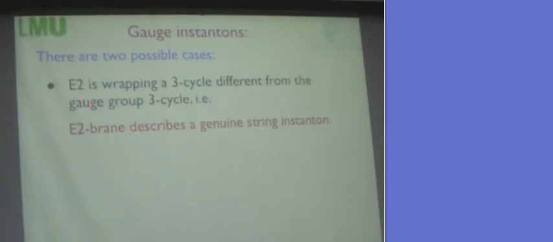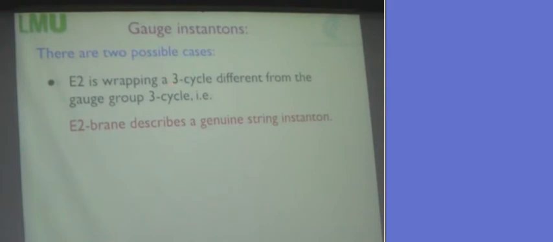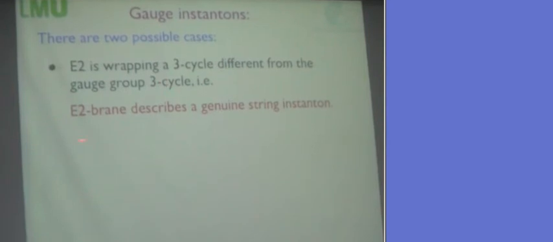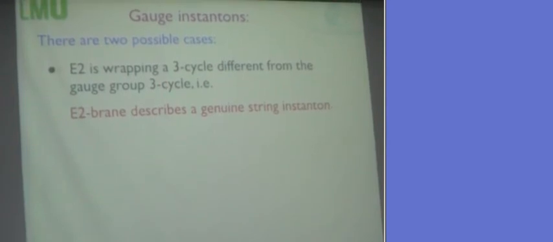Now, and this is I think important, there are two possible cases. The first case is that the E2-brane wraps a 3-cycle which is different from the gauge group 3-cycle. This is what one would call a genuine string instanton, namely an instanton which is only present in string theory but not in field theory, because in field theory these other cycles are really completely decoupled. But however, if you determine the vacuum structure of your compactification, also these really stringy instantons are very important.